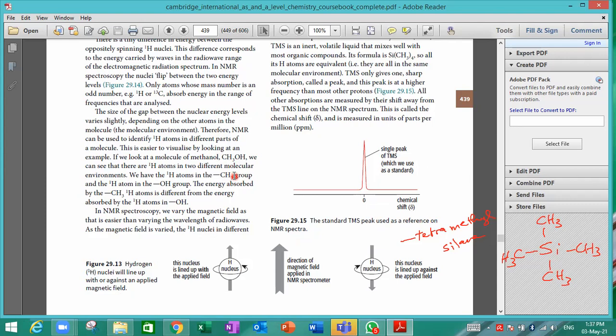Okay? Of course, we have to know that our reference is tetramethylsilane. This is our standard, and any other peak will come to the left of this 0 point. In chemical shift, we put delta, and its units is parts per million, ppm.